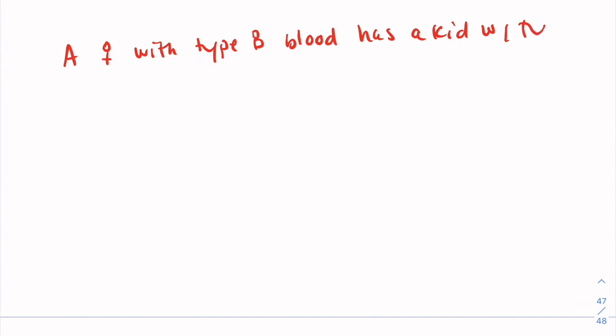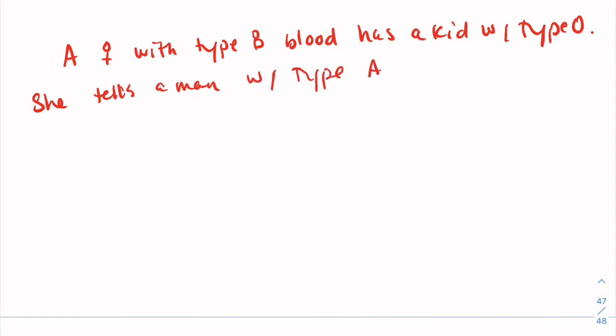Let's say a woman, and I'll use the universal symbol for woman, a woman with type B blood has a kid with type O, and we already know that's possible, right? Let's say she tells a man with type AB blood, it's your baby. Is this even possible? And the answer is no.